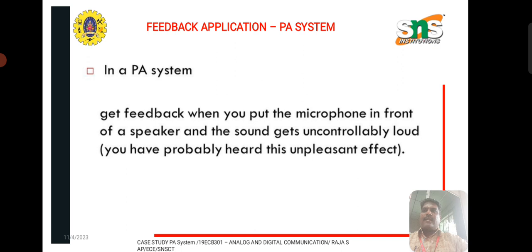In a PA system, we can get feedback when you put a microphone in front of a speaker, and the sound gets uncontrollably loud, which produces an unpleasant effect. Suppose the volume is not at a controlled level, whatever the speaker speaks, the sound will be produced at the speaker with a loud noise. How it can be controlled, we can see.